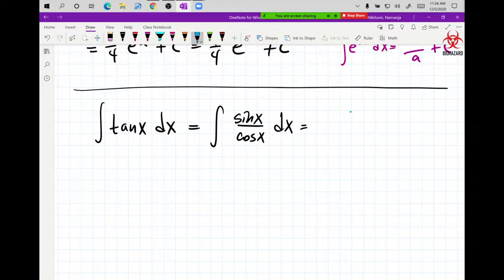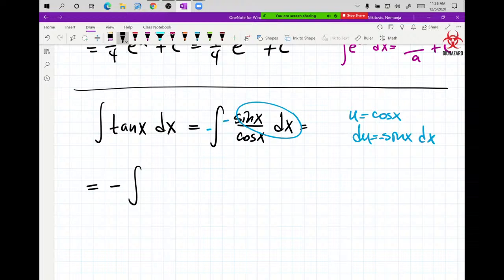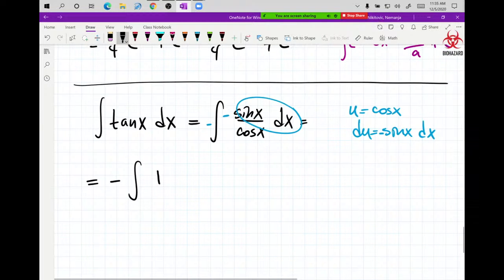So in this case, u is cosine x, and du is sine x dx. Look, I have sine, negative sign, oops, negative sign. So we have to fix that. So I have negative sine x dx, and we can easily now fix this as negative integral of 1 over u du. And what's the integral of this? Natural log u plus c.